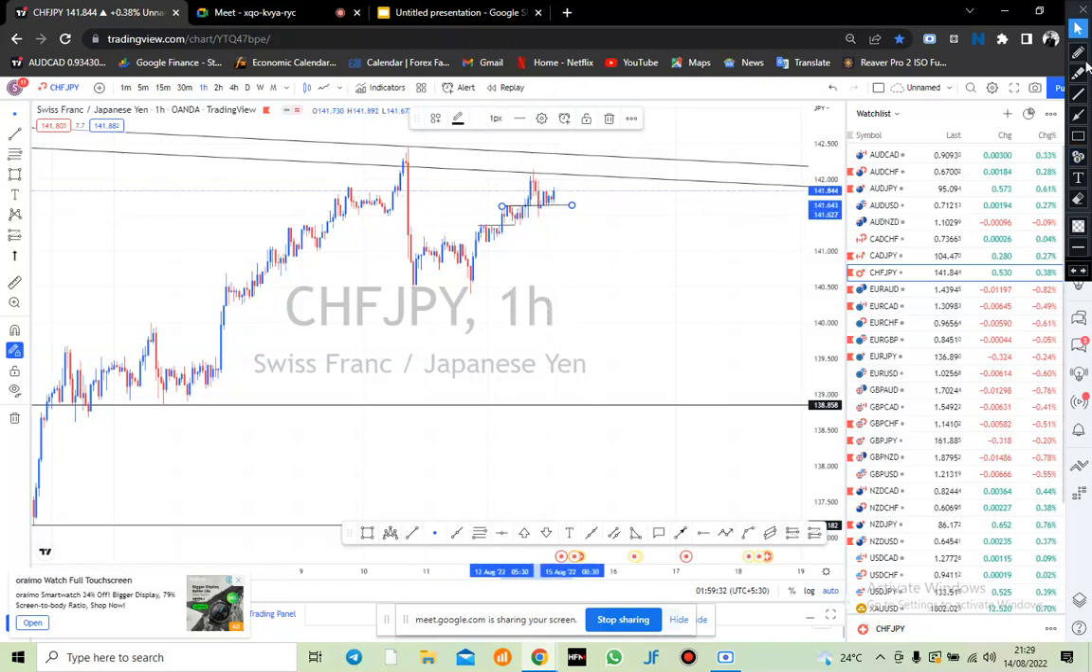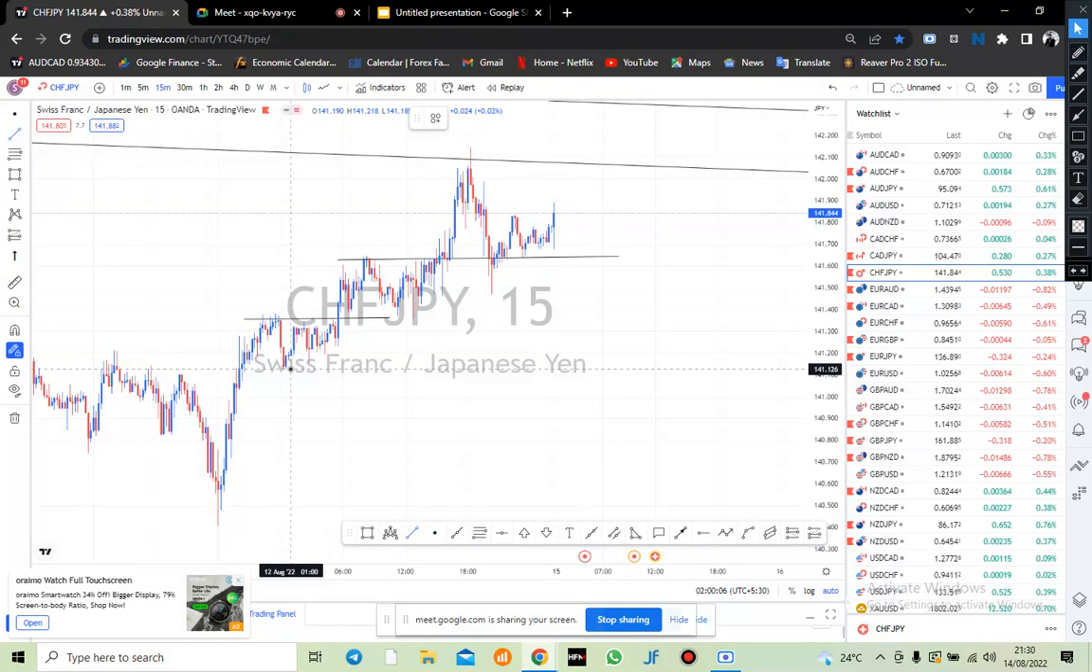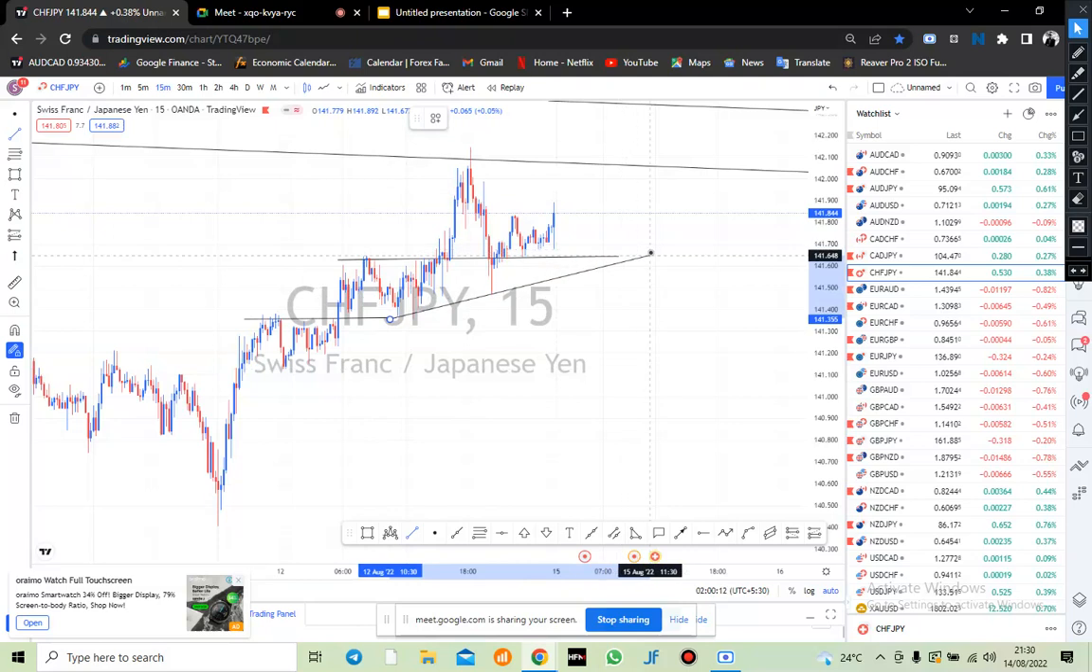So which means if I'm to sell this trade, I'll wait for the price to break the support, then pull back and start selling. That is what I'm going to be expecting on CHF JPY. But now let me scroll down to 15 minutes to see other confirmation. The 15 minutes says if I draw a trend line, something like this, what does it look like?